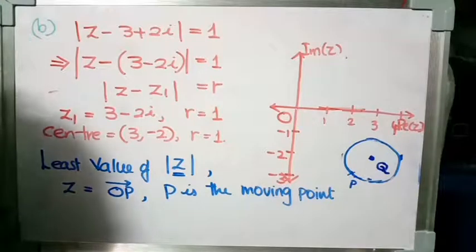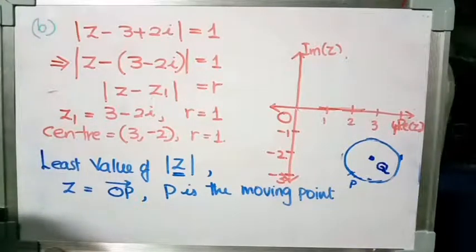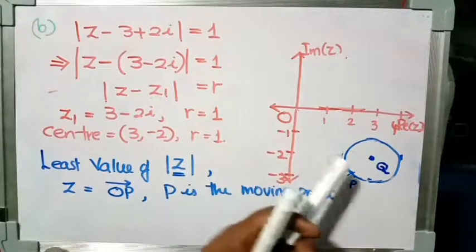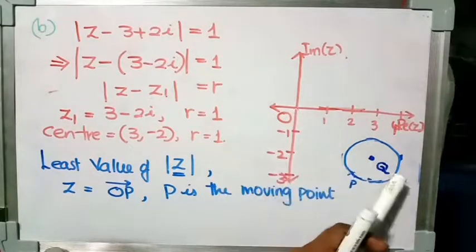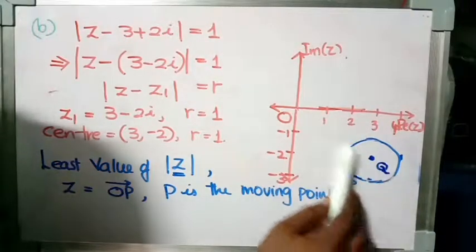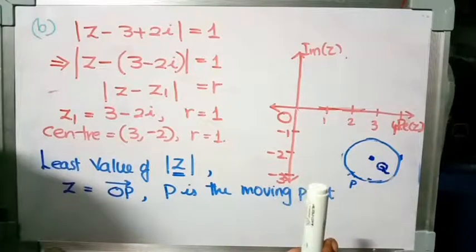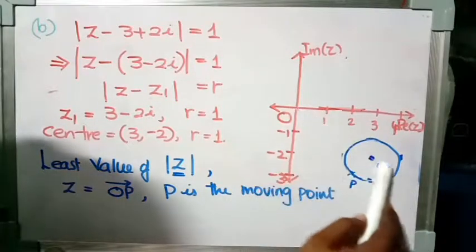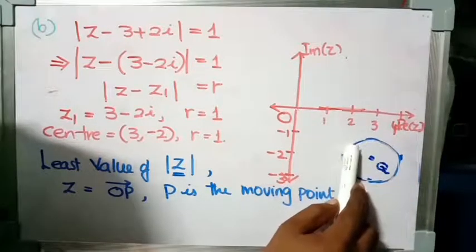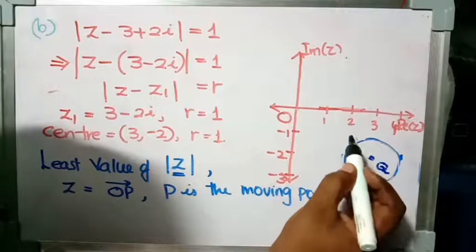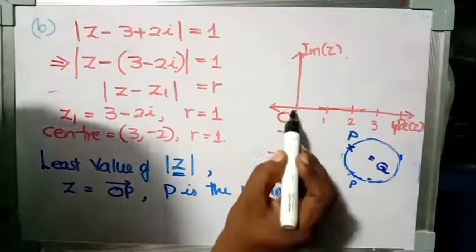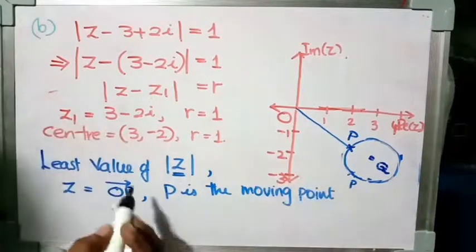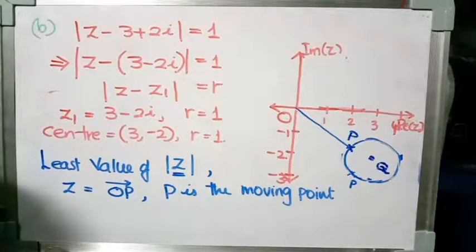And here we want the least value of mod z. That means P must be close to the origin. If P is here, it is a little bit far away. If P comes here, that will be the longest one, and if P is here, that gives the shortest distance between O and P. So we have to find the length of OP, which is mod z. Let's see how to find that value.